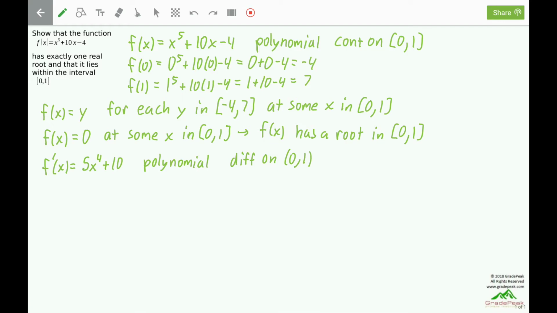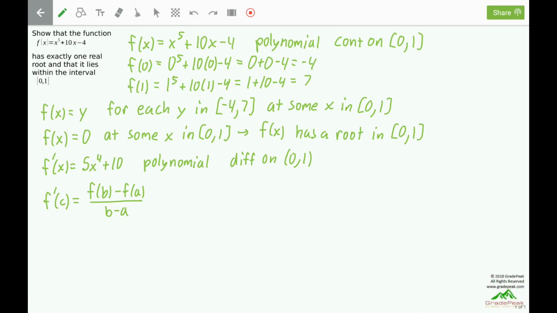But both conditions hold true. The function is continuous on the closed interval and differentiable on the open interval. And therefore, the mean value theorem does apply. The conclusion of the mean value theorem is that the slope of the tangent line at some value c, f prime of c, equals the slope of the secant line connecting the endpoints, f of b minus f of a, over b minus a.